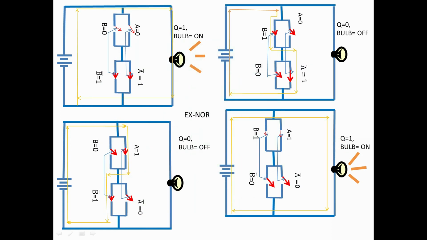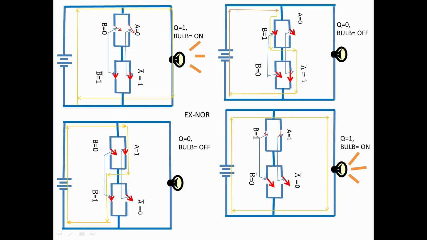When you see the equivalent circuits, when a is equal to 0, b is equal to 0, a bar is equal to 1, b bar is equal to 1. For 0 0, there is no closed path through the switches, hence no current flows through the switches and the bulb, then the bulb is in the on state. When a is equal to 0, b is equal to 0, output is logic 1, bulb is on state.